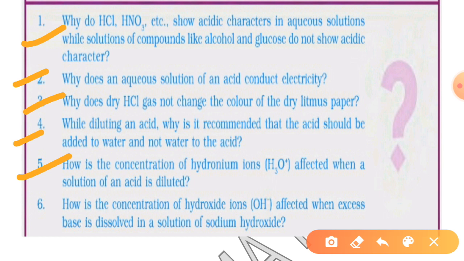Now the last one, how is the concentration of hydroxide ion affected when excess base is dissolved in a solution of sodium hydroxide? Now sodium hydroxide is a strong base. When excess base is dissolved in a solution of sodium hydroxide, obviously the concentration of hydroxide ion per unit volume will increase due to dissociation of NaOH as well as the other base in the aqueous solution.